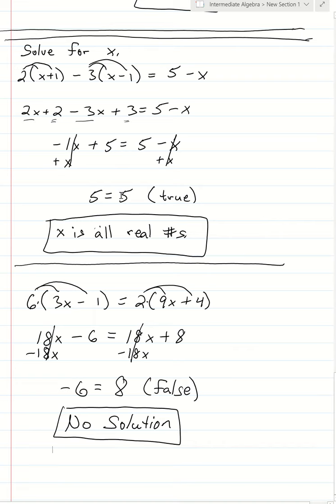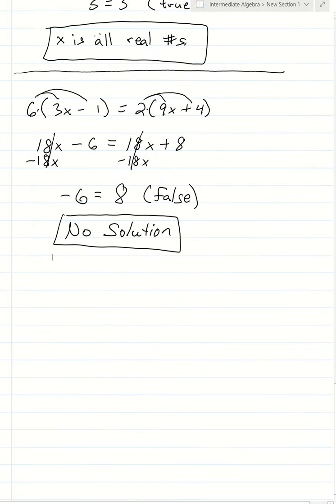Should the variable that you're solving for go away and you're left with a true statement, that's when you know x is all real numbers. Okay? Should the variable that you are solving for go away and you're left with a false statement, that's when you say hold everything, no solution here. Okay? Those are the different types of solutions that you can achieve.